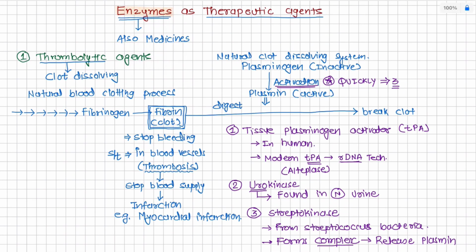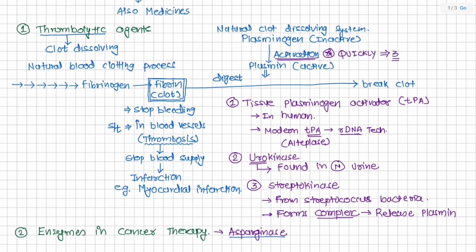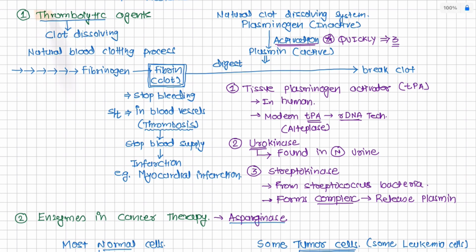So let's quickly recap what we learned today. Enzymes are incredibly versatile therapeutic agents with multiple clinical applications. First, thrombolytic enzymes like tissue plasminogen activator, urokinase, and streptokinase dissolve the blood clot by activating plasminogen to plasmin and saving lives in heart attacks and strokes.